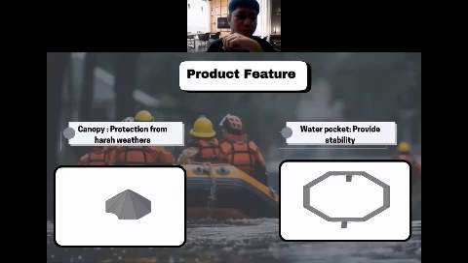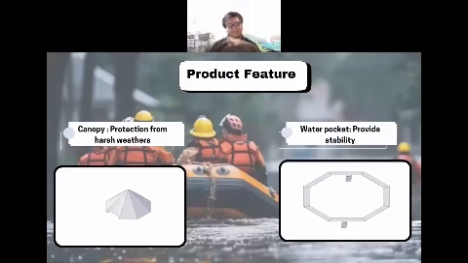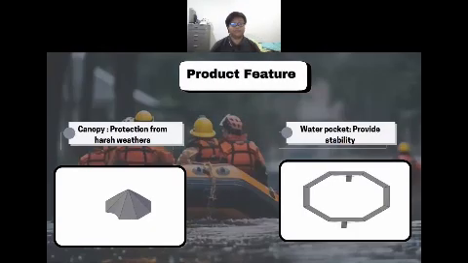So this canopy acts as a protection from harsh weathers through heavy rains, wind, and cold weathers. It offers immediate protection and it prevents the victims from getting hypothermia and cold-related illnesses during the flash flood. The water pocket provides stability to the boat, and for your information, the water pocket is located under the raft.